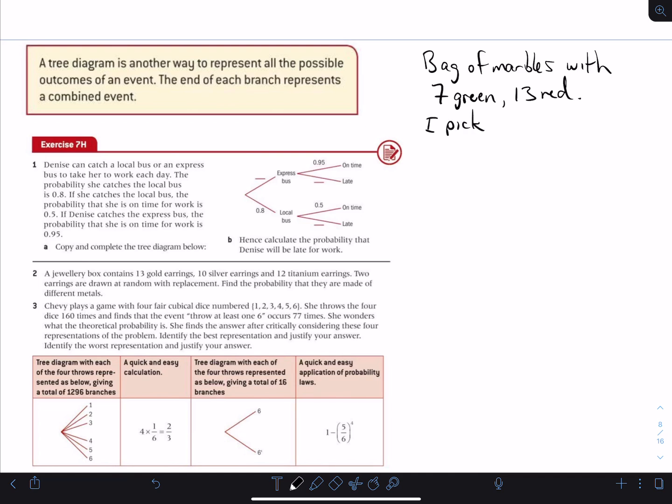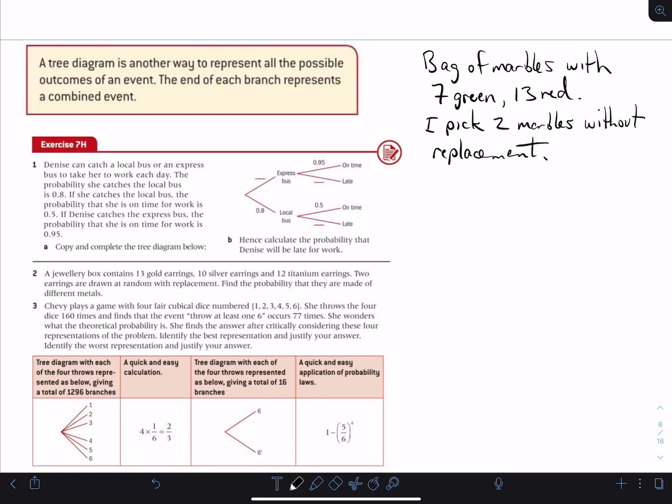I pick 2 marbles, just to be quite specific here. 2 marbles without replacement. You'll hear this, without replacement or with replacement. It means, do I put the first one back or do I not? Because that can change the outcomes.